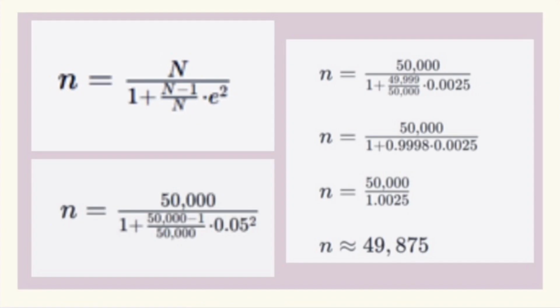Now let's plug in the values and calculate inside the formula. So you will get a sample size of approximately 49,875 respondents to estimate the proportion of people supporting the environmental policy change with a 95% confidence level and a margin of error of 5%. In practice, you would round this up to 49,876 to ensure that you will have a whole number of respondents in your sample.